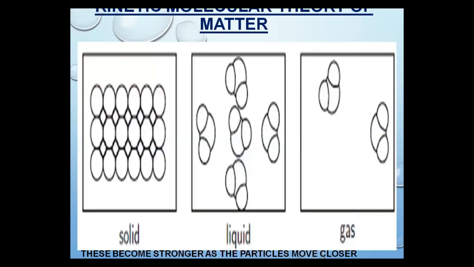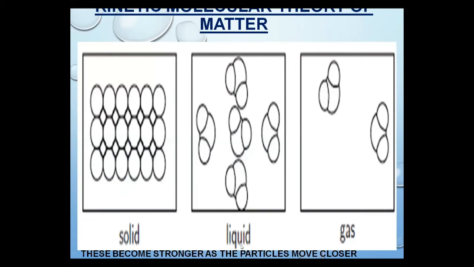According to this picture, you can easily observe that the first diagram is about solid. The molecules of the solid, which are present inside the hard object, are found in a compact manner. The intermolecular spaces are very negligible in the solid state. That's why there is a large force of attraction between the molecules of the solid.